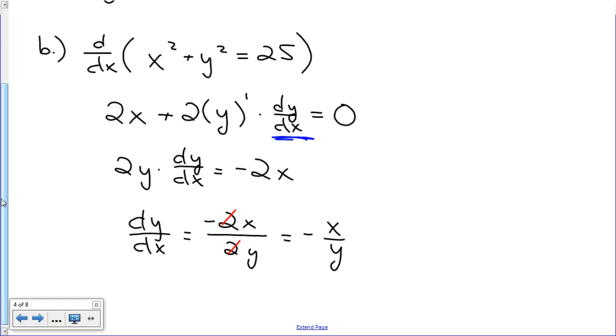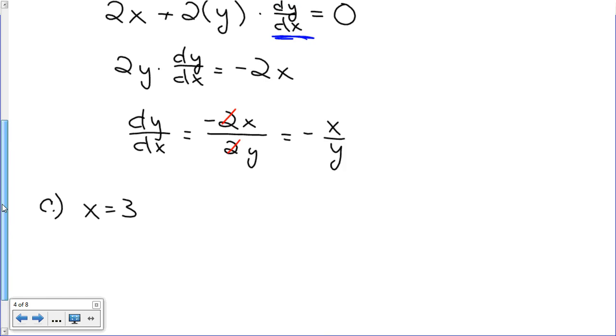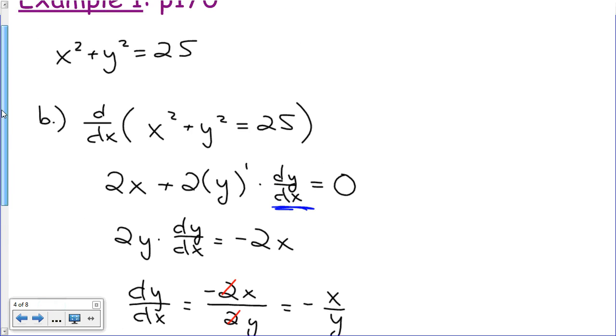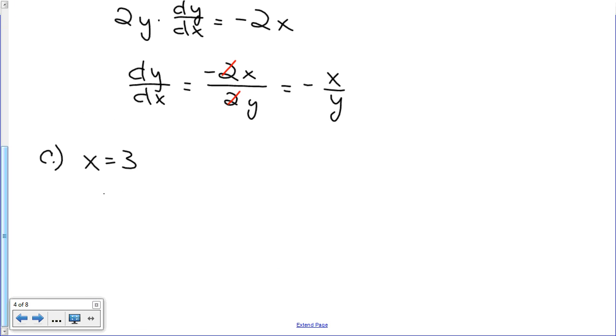Part C said to calculate the two values of y when x is equal to 3. So we're going to go back to the original equation that they gave us for part C. They told us that x is equal to 3, and they wanted us to find out what y is equal to. Well, if I plug in x equal to 3 in that original equation they gave us up here, x squared plus y squared equals 25, I'll end up with 3 squared plus y squared is equal to 25. And let's just solve this thing for y.